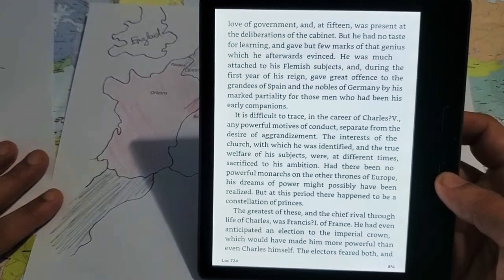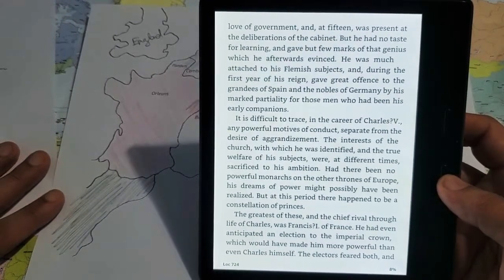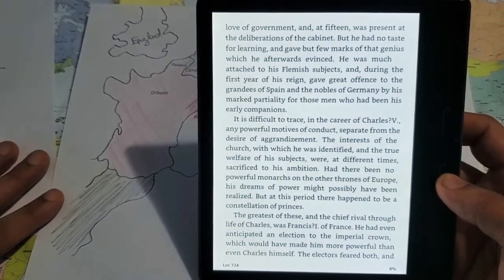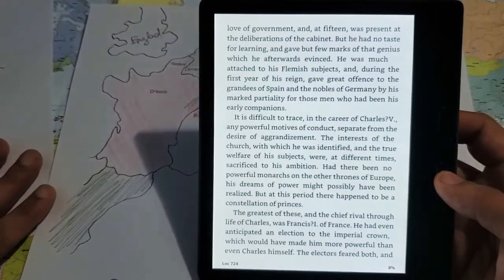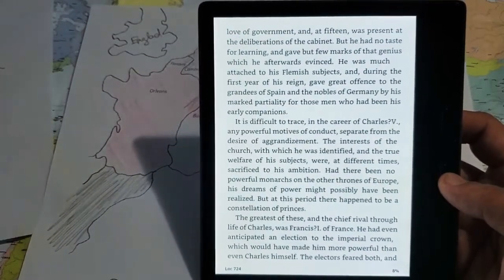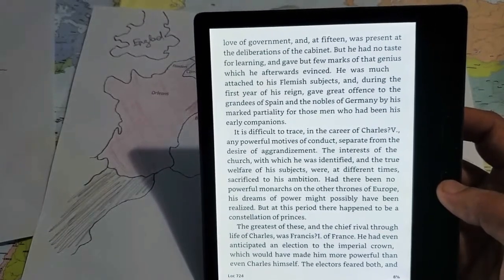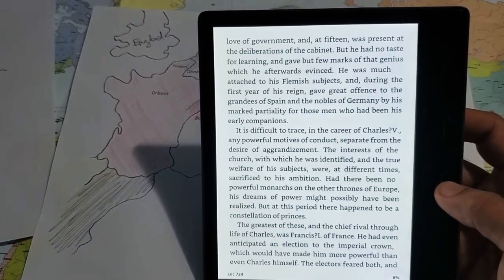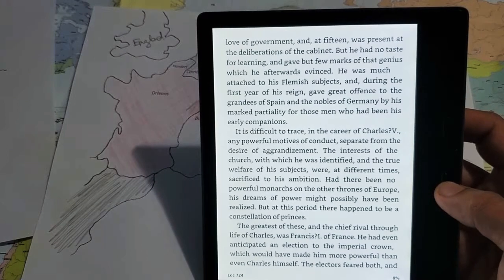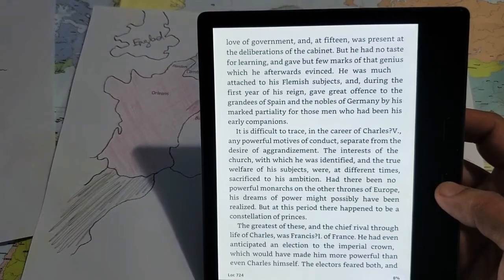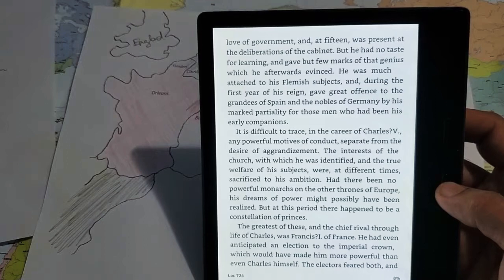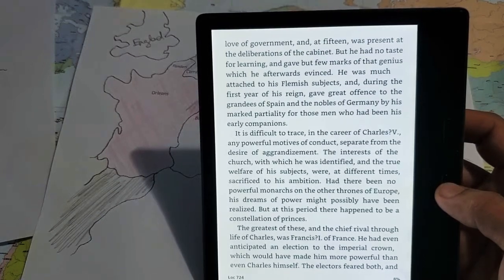It is difficult to trace in the career of Charles V any powerful motives of conduct, separate from the desire of aggrandizement. He just wants to become more and more powerful. And that's pretty much the motif of the entire chapter. The interests of the church with which he was identified and the true welfare of his subjects were at different times sacrificed to his ambition.